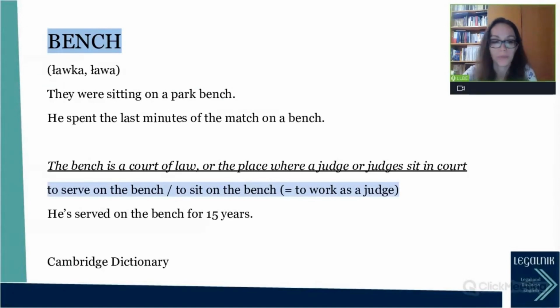or just metaphorically the court of law. And we've got an idiom connected with that: to serve on the bench or to sit on the bench. And this means to work as a judge. So he served on the bench for 15 years. Then this sentence means exactly the same as he's been a judge for 15 years. That's his profession. All right.